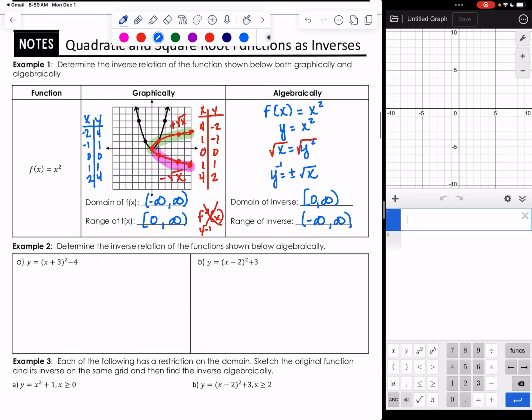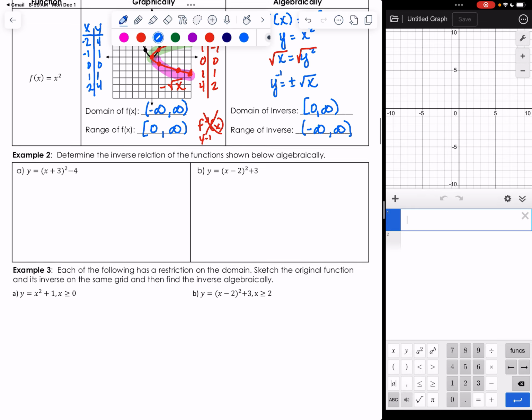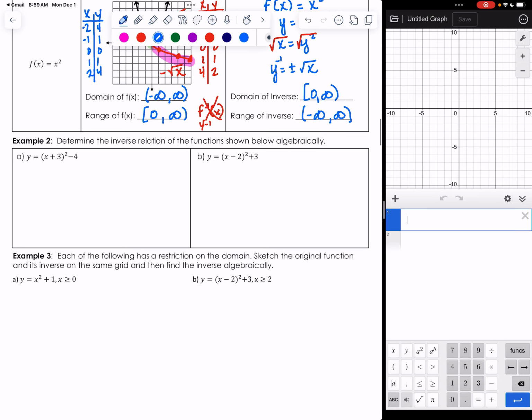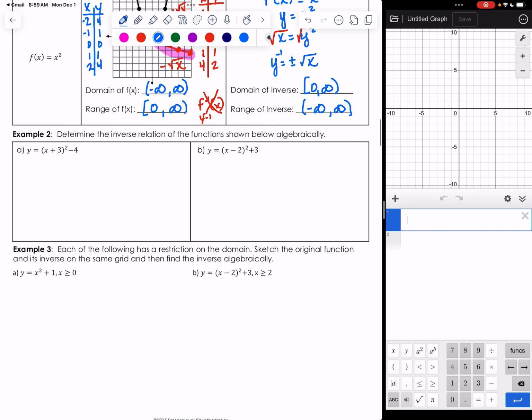All right. In example 2, it says determine the inverse relation of the functions shown below algebraically. So in this problem, they're not wanting us to graph them. They just want you to practice finding the inverse. So remember our steps. We will switch the x and y. So here x would equal y plus 3 squared minus 4.